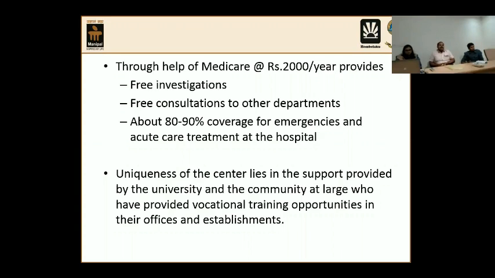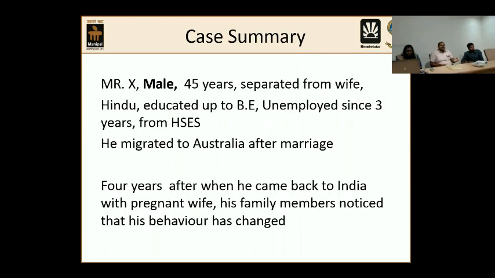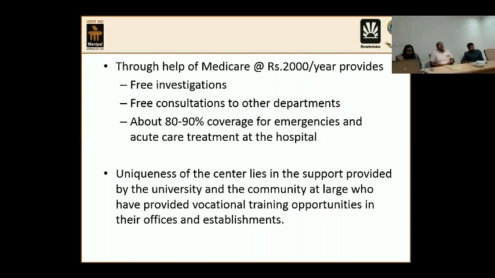And if they have an acute emergency or even a physical complication, 80 to 90% of the inpatient care is covered by this. The uniqueness of our center lies in the support provided by the university and the community at large, who have provided vocational training opportunities in their offices and in various establishments like hotels and canteens, etc.